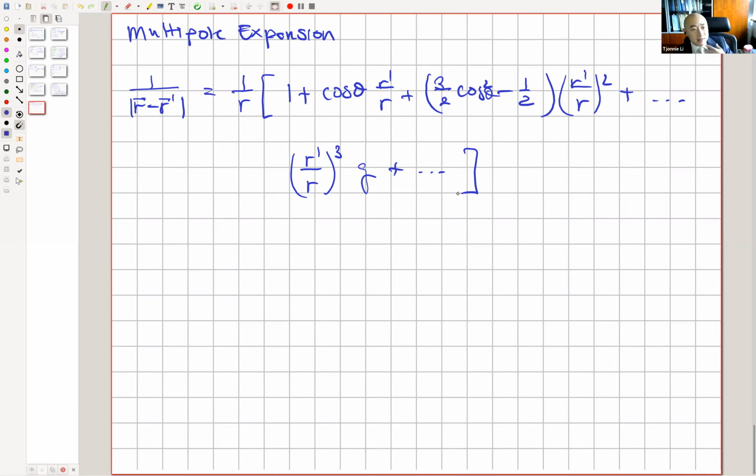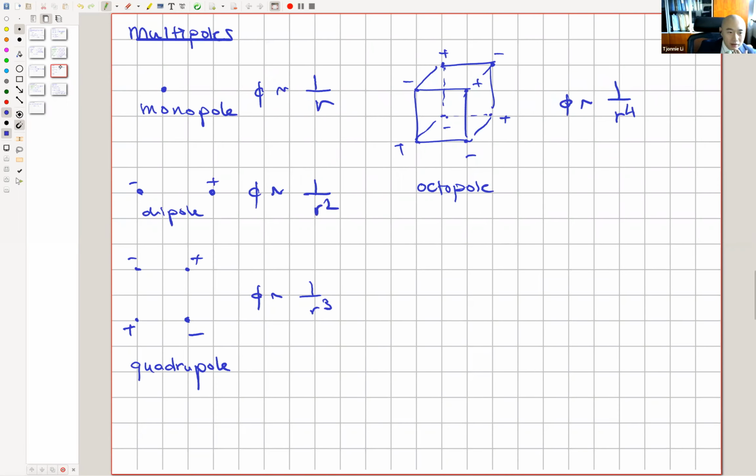So you can start to see this trend. And it shouldn't come as a surprise now that this is exactly the same distribution, the multipole expansion that we considered here. We see the monopole is 1 over r, dipole 1 over r squared, this is 1 over r cubed, and this is 1 over r to the 4th.